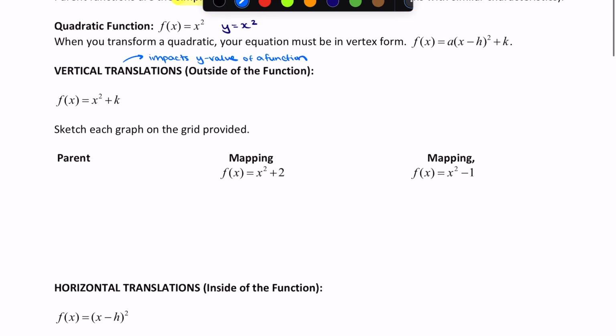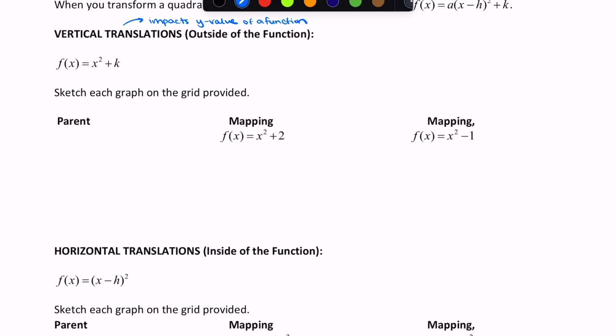So here, if we look at this, it looks at the parent function, and then we're going to look at the mapping notation for each of these transform functions. If we write the parent function, we write it as y = x². And here we'll create a table of values for the parent function. If we look at the x and y values in terms of y = x², sub in -1, it gives us 1. If we sub in 0, it gives us 0. And if we sub in 1, it gives us 1.